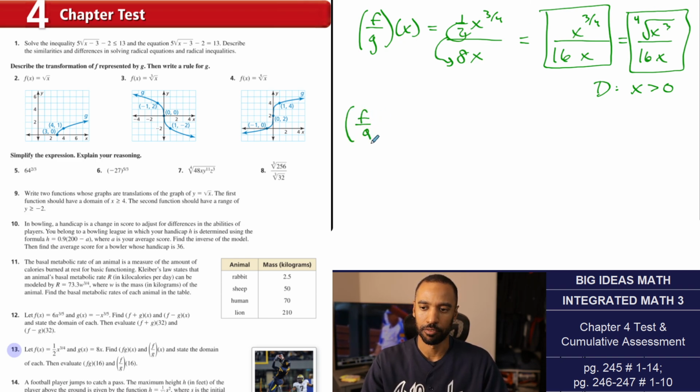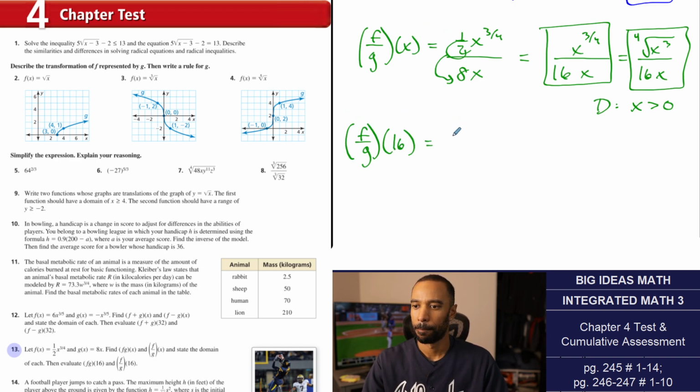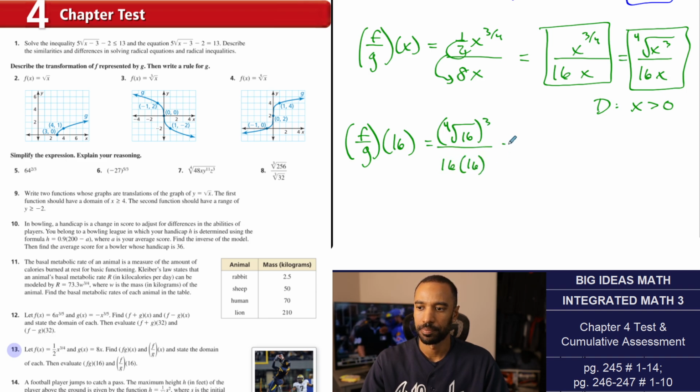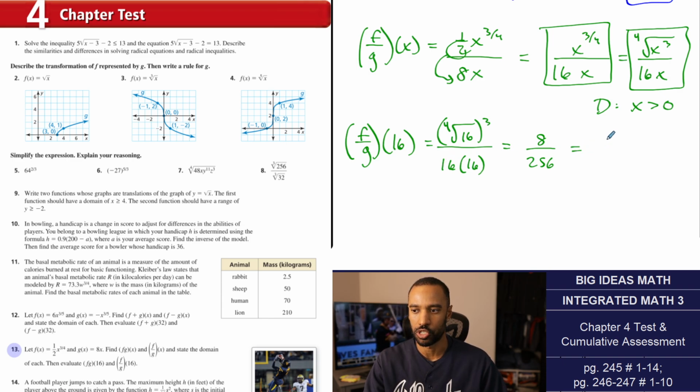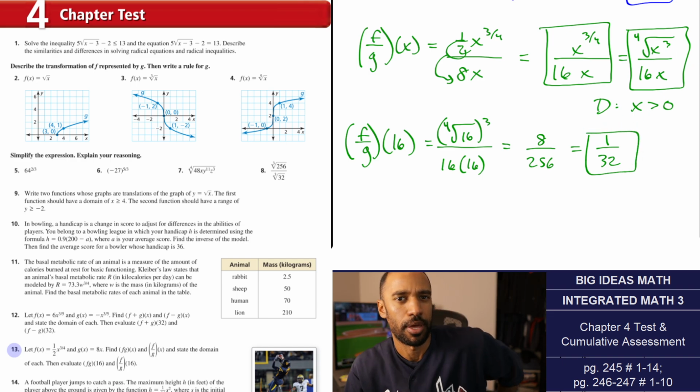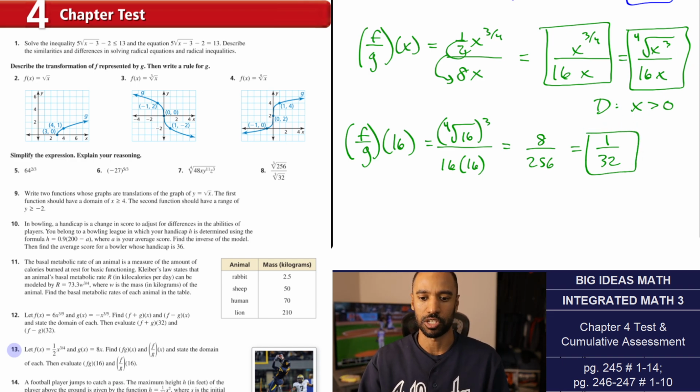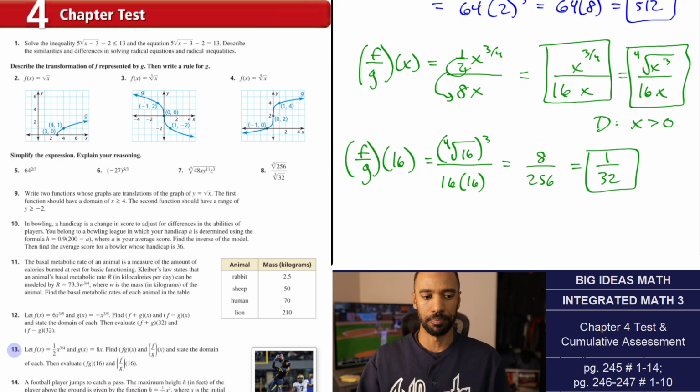Now let's do f over g of 16. I'll do this one. The 4th root of 16 cubed, which we saw as, I believe, 8, over 16 times 16. Now that's 8 over 256. I'd rather do 8 over 16 is 1/2, and 2 times 16 is 32. So this must be 1 over 32. I guess, yeah, we did 256 divided by 32, and we got 8, right? So I think that's going to work out, 1 over 32.